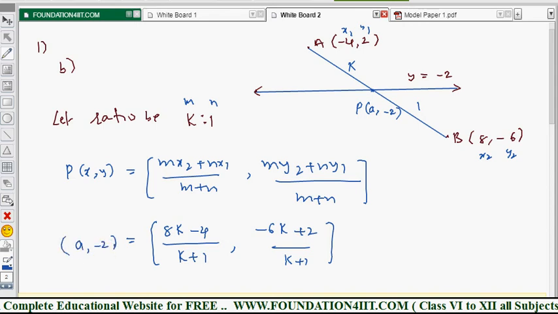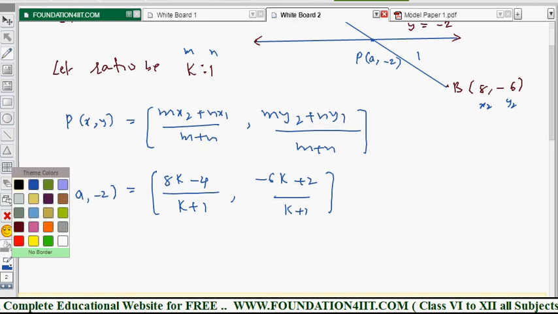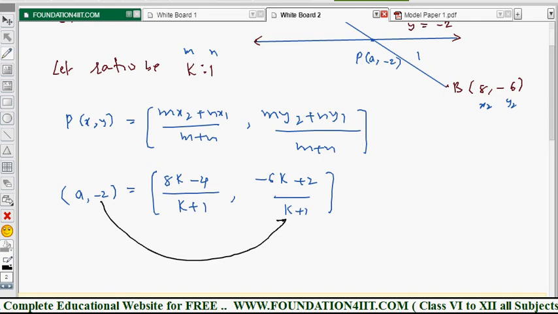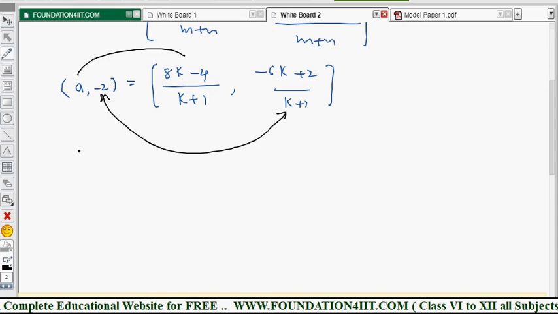So the point is a. Now we can equate the corresponding elements. We can equate the second ones, because we know the value of minus 2 here. Then you can find the value of k easily. So minus 2 is equal to (minus 6k plus 2) by (k plus 1). Take the left side and simplify.